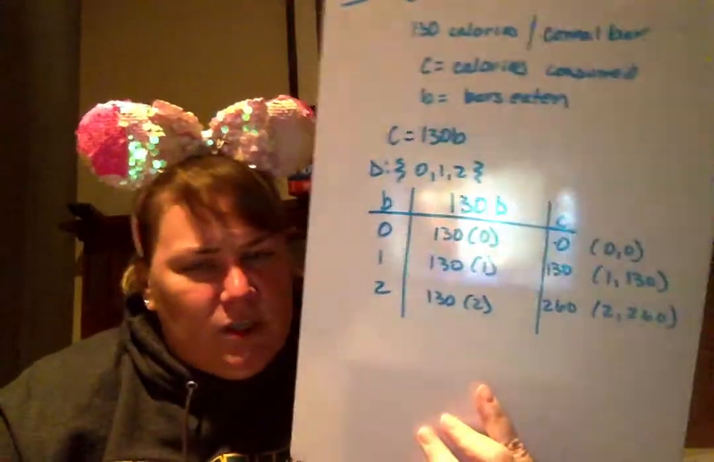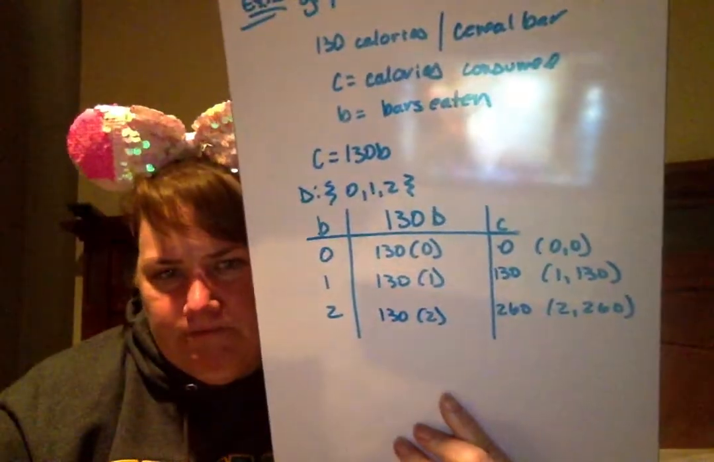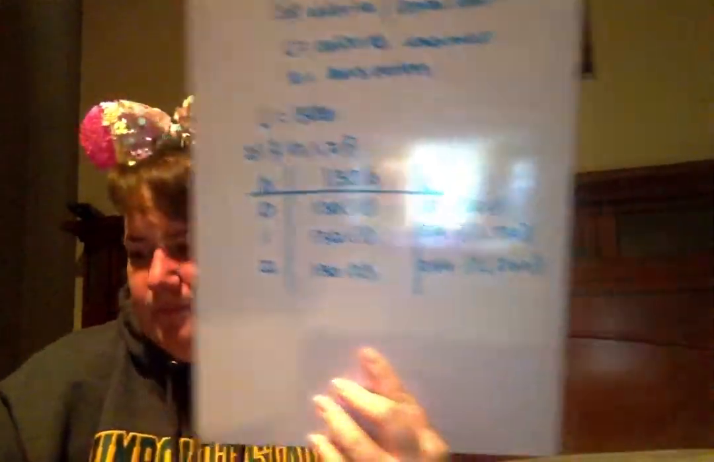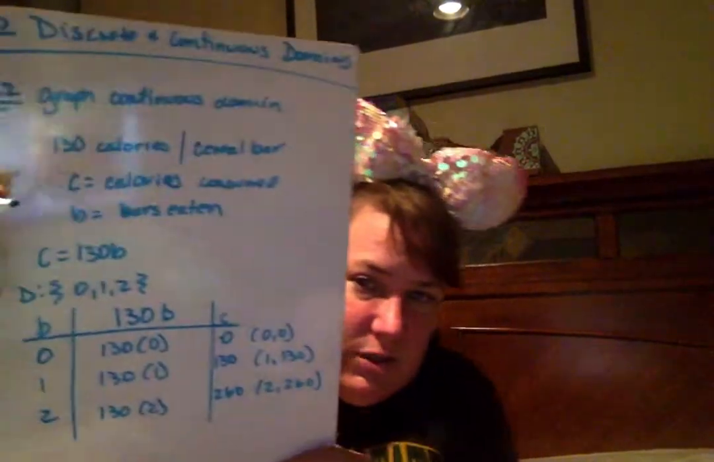Okay. Work is the same. Double T-chart. And again, you're going to graph it. So I'm going to graph it on the back. Quadrant 1, make sure you label. So your x-axis, remember, is your B, bars eaten. And your C, also known as your y-axis, is your calories consumed.